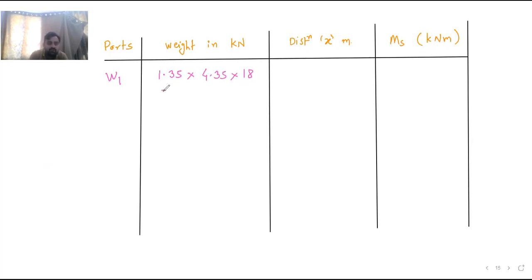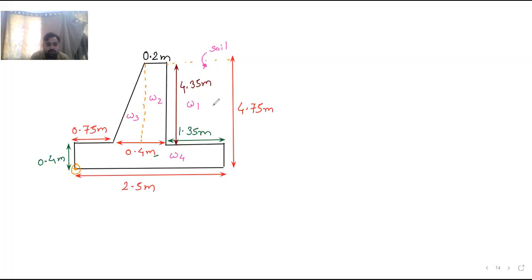So what is the answer of this? 1.35 into 4.35 into 18. So it is 105.70 kilonewton. Now see the distance, x meter. Distance from that point also we need to find out. So from this point, what is the distance of W1? So here you can see W1 will act. This is the rectangle. This is 1.35. This is 4.35. So this is the rectangle.